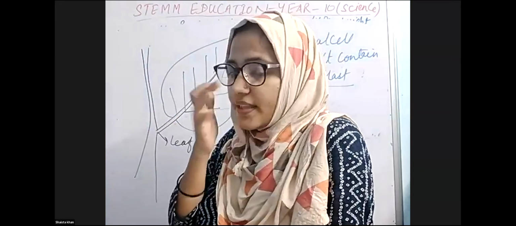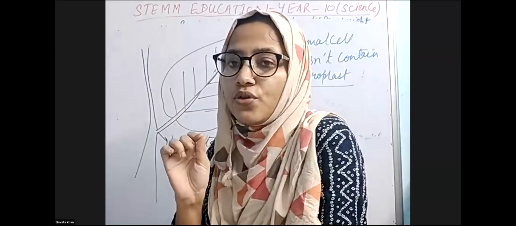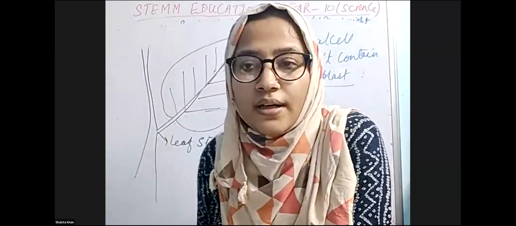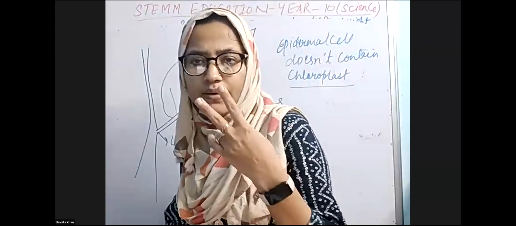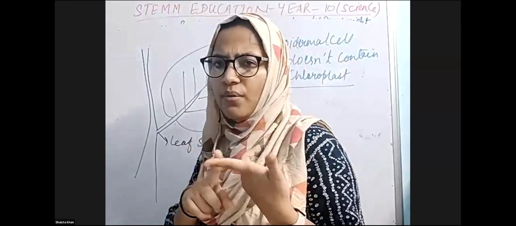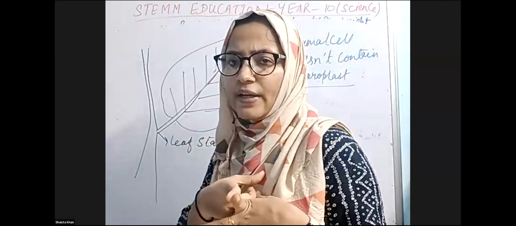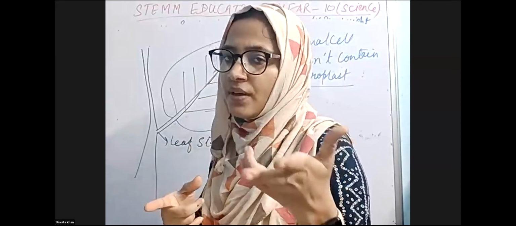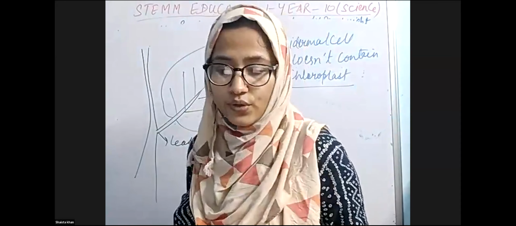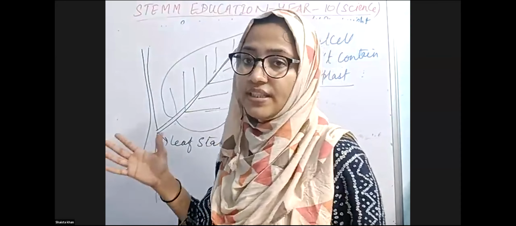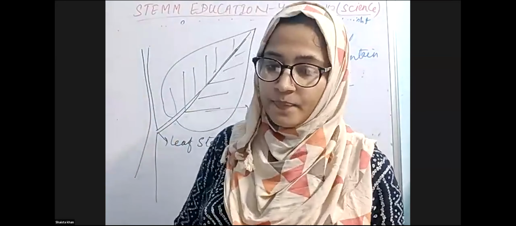If you want to see each and every cell of the leaf, you can use an electron microscope. There are two types of microscope. One is the normal microscope, which you can find in your school laboratory. The second one is the electron microscope, to see more details.